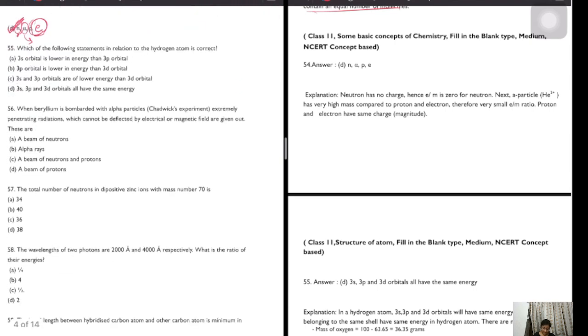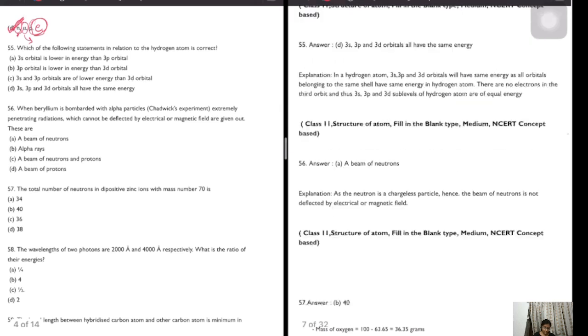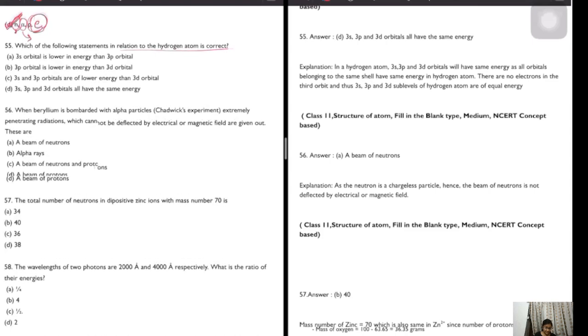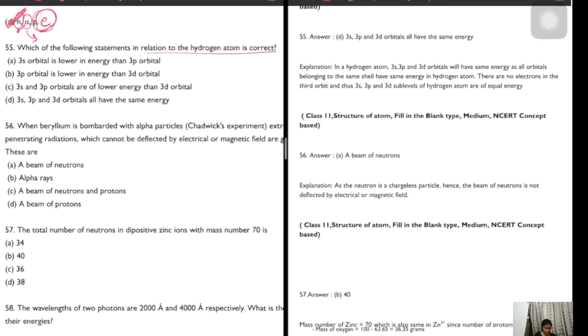Now the next question says, which of the following statements in relation to the hydrogen atom is correct? Statement 1 says 3s orbital is lower in energy than 3p orbital. 3p orbital is lower in energy than 3d orbital. 3s and 3p orbitals are lower energy than 3d. The last option says 3s, 3p, and 3d orbitals all have the same energy.